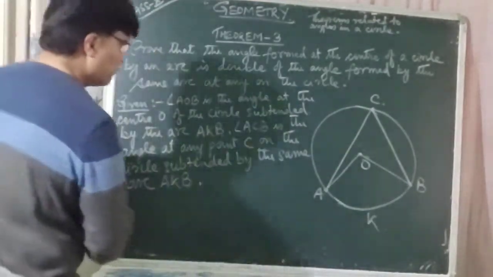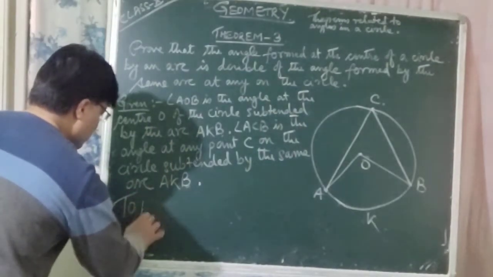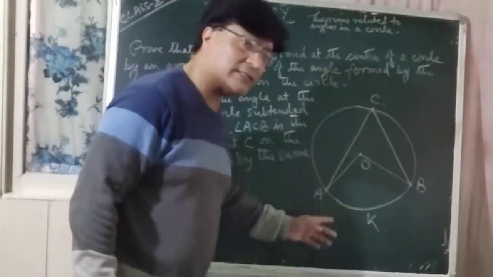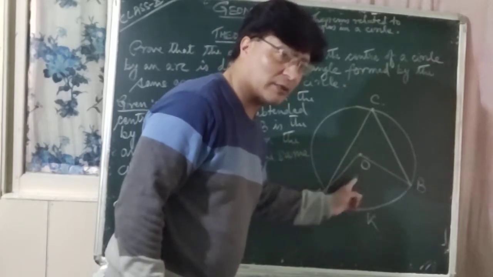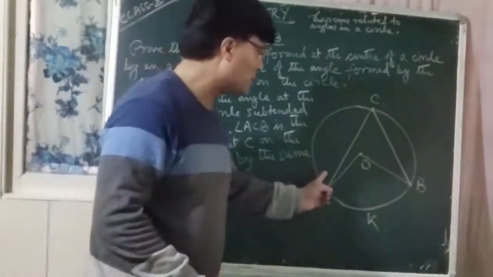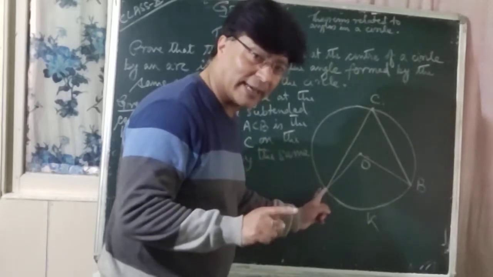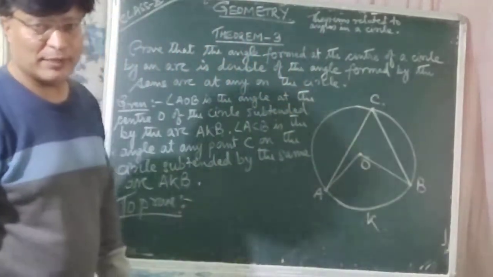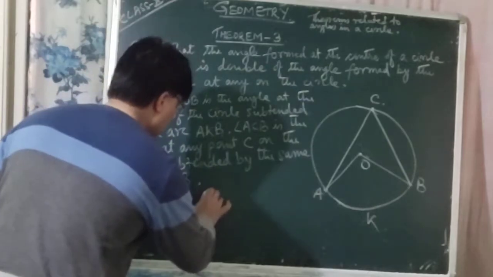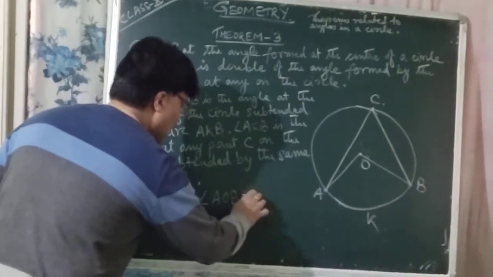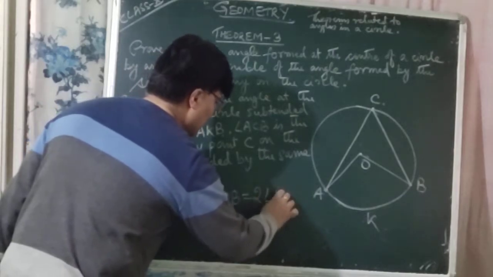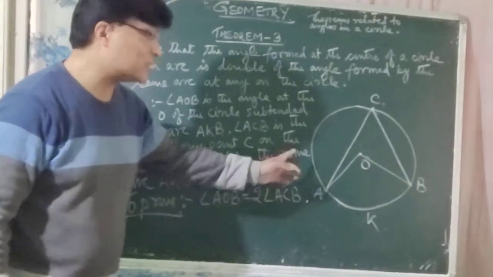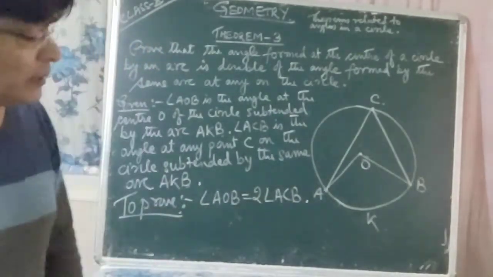Right? So now, to prove, what is to be proved here? You have to prove that the angle subtended at the center O of the circle by the arc AKB is twice the angle that is subtended at the remaining part of the circle by the same arc AKB. That is, you have to prove that angle AOB is equal to twice angle ACB. Okay, now we will prove it.